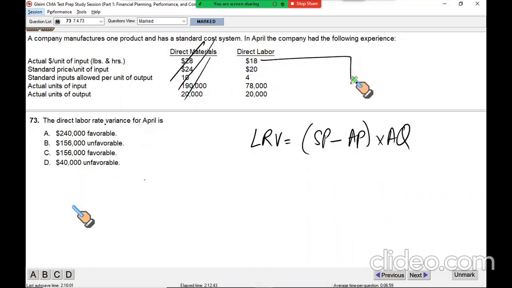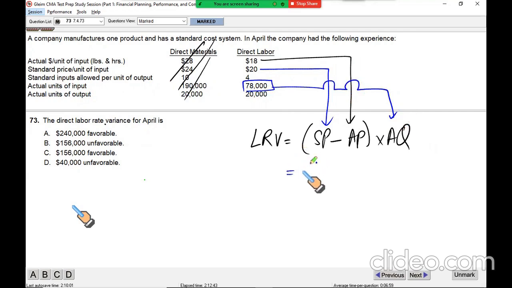This is the actual price. This is the standard price for labor. How many hours of labor were done? Labor is an input, remember, so you should look at input. Actual units of input for labor is 78. So this is going to be the actual quantity. So gentlemen, the standard price you should have paid is 20. The actual price you actually paid is 18. The actual quantity of hours worked by the labor input is 78,000.